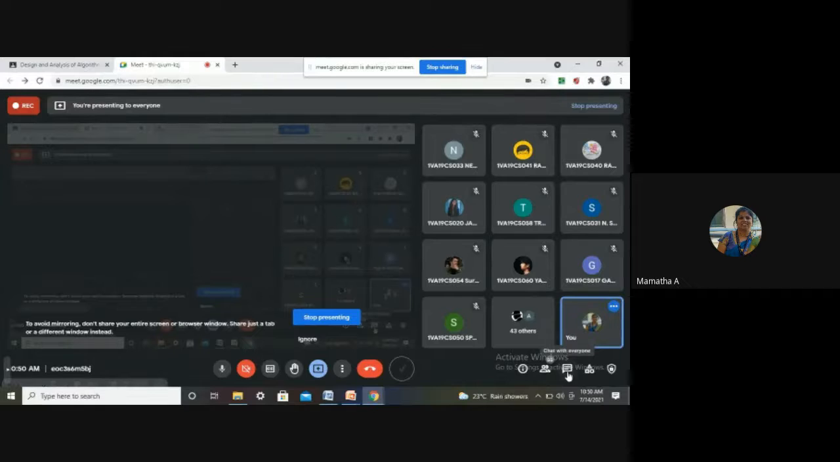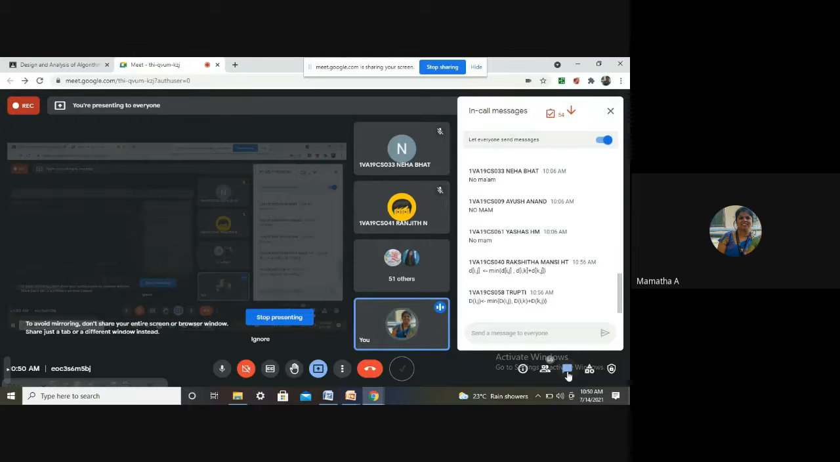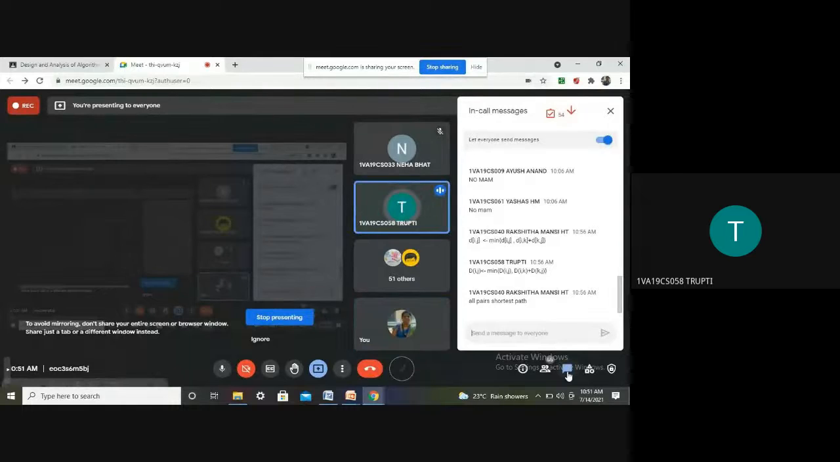What does it compute? Yes, d of ij is the minimum of d of ij, comma, d of ik plus d of kj. Yes, all pair shortest path problem. Okay, Rakshit, Trupti, can you tell me what that means? d of ij, minimum of d of ij, comma, d of ik plus d of kj. What does it mean? We have to choose the shortest path between both, like d k minus 1. Fine.